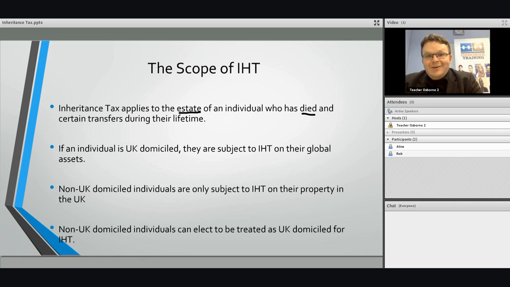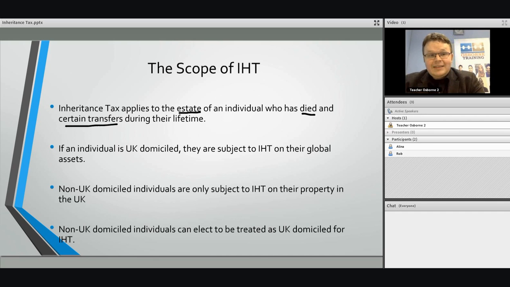IHT can sometimes be called the depressing tax because we talk about death quite a lot. A lot of students think that IHT only applies when someone dies. That's not necessarily the case. Certain transfers that you make during your lifetime can be subject to IHT. We're not going to look at those in this session, but please be aware that if you transfer, for example, funds into a trust for your children or for someone else, these could be subject to IHT. We will look at these in later sessions.